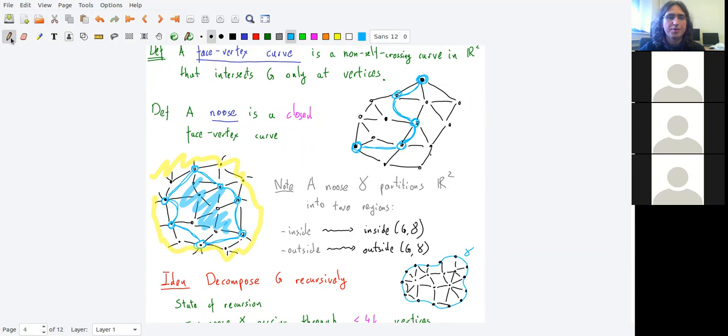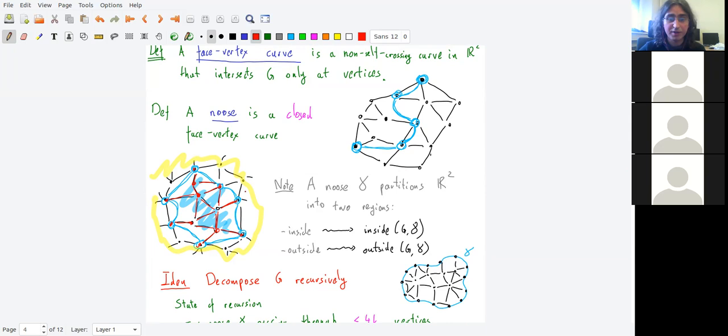So now, given such a noose, I can partition my graph into the inside and the outside. The inside will consist of all the vertices and edges that are embedded inside the curve, in the region enclosed by the curve. Topologically, it is a disk, both inside and on the boundary. So all these vertices and edges that I now draw in red will be in the subgraph enclosed by the curve, in the inside of the curve.